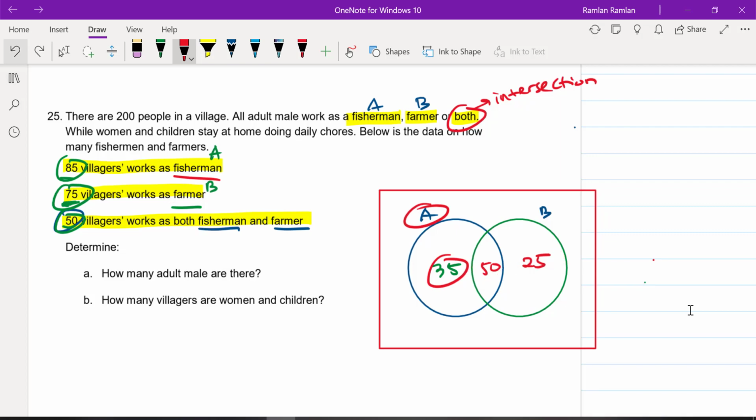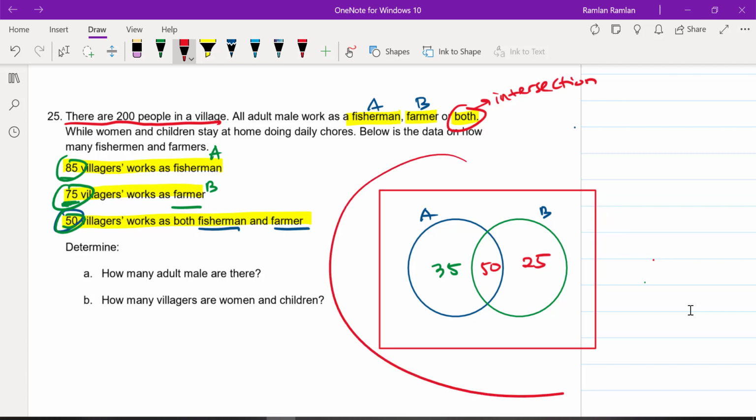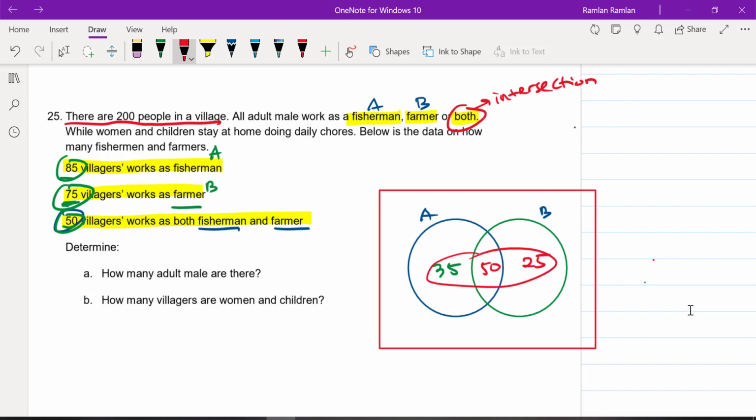Okay, so let's go back to the first sentence that we have from the question. There are 200 people in the village, right? In here, let's say this rectangle is the village. We should have 200 people. But the question is, are there 200 people now if I add these numbers? I don't think so. Okay, let's add them up.